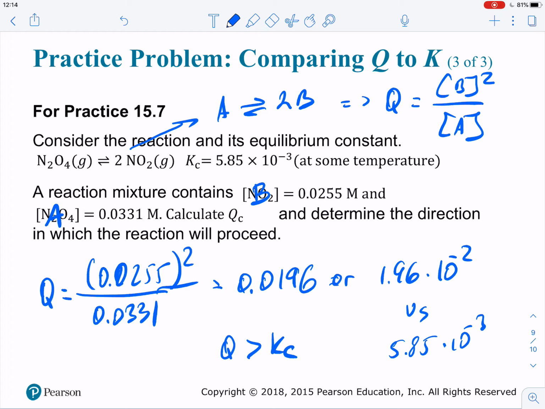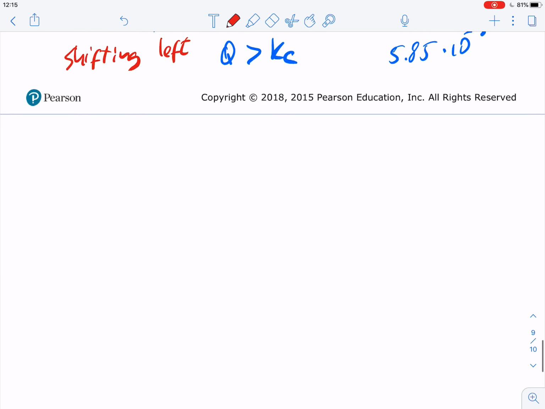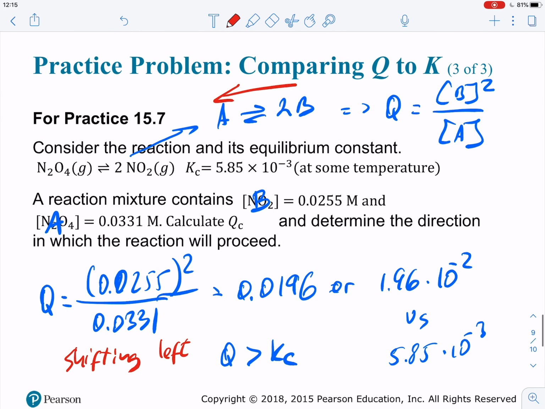And as such, if Q is larger than Kc, then there is more product than there should be compared to the reactants, and therefore this reaction is going to the left. Okay? It is shifting left. You are favoring the reactants, you are decreasing the concentration of products because Q is larger than Kc. Okay, so that's what there is to the reaction quotient.